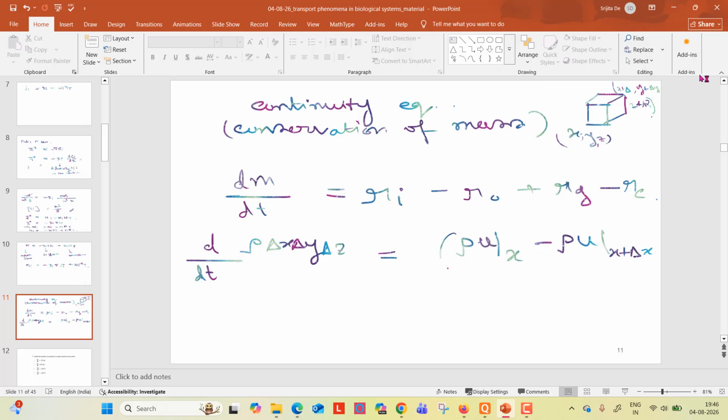And how are these changing? It will be multiplied with the area. So for the x direction, this is your z, this is your y, this is your x. You need to calculate the yz area, so it will be delta y into delta z, plus rho v. v is the velocity in the y direction, u is the velocity in the x direction, and w is the velocity in the z direction.